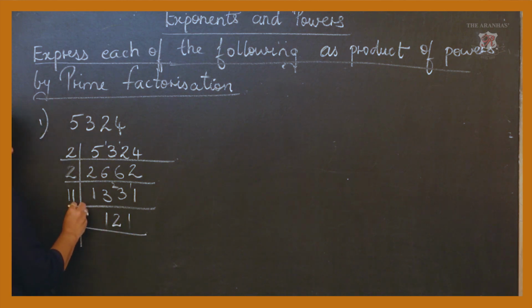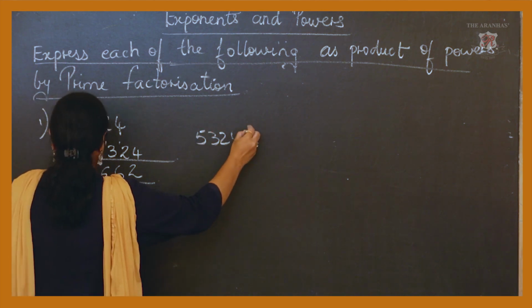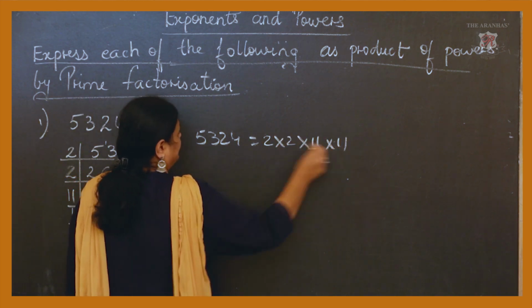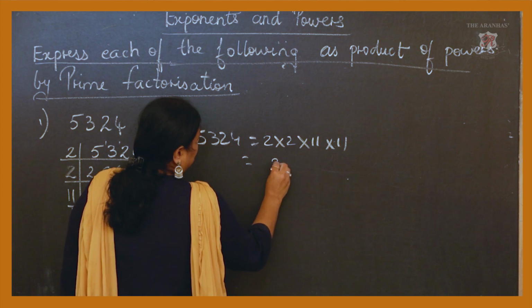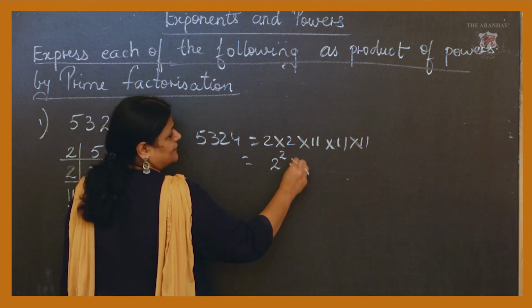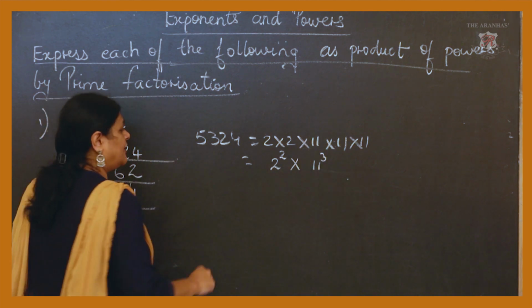Now here, 11 1s are 11, 11 2s are 22, and 11 1s are 11. Again it's divisible by 11. 11 1s are 11, again 11 1s are 11. So here your 5324 is equal to 2 into 2 into 11 into 11 into 11. That is equal to what? 2 the whole square into 11 cubed. So this will be your answer.